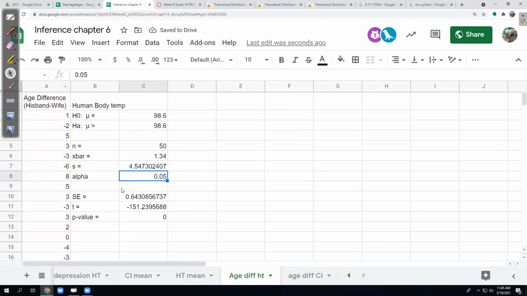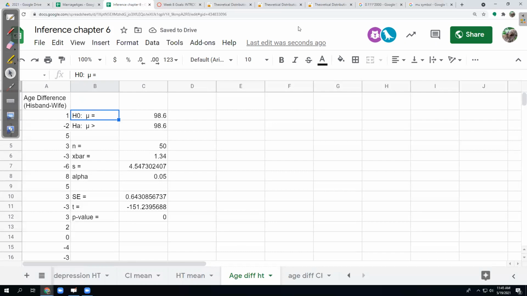It's going to find the standard error. It's going to find the t-score. Whoa, how can you have a t-score of -151? That was because I didn't change my hypotheses here. This isn't human body temperature, it's age difference. What should our null hypothesis be here?